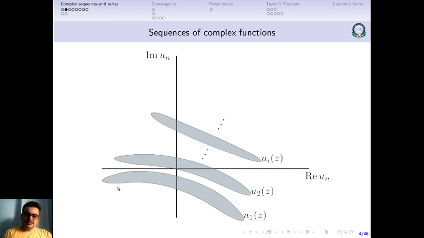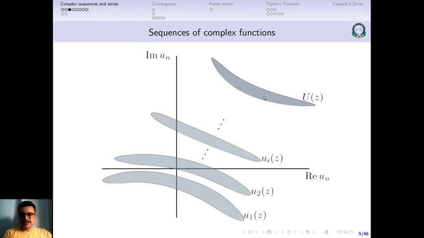So for the same z values, we get one region over here. This region represents our function u1. Similarly, this region represents our function u2, and so on. So in general, the ith function will be this. Now this limit which I am saying, that limit is capital U, this function which exists in some other region.